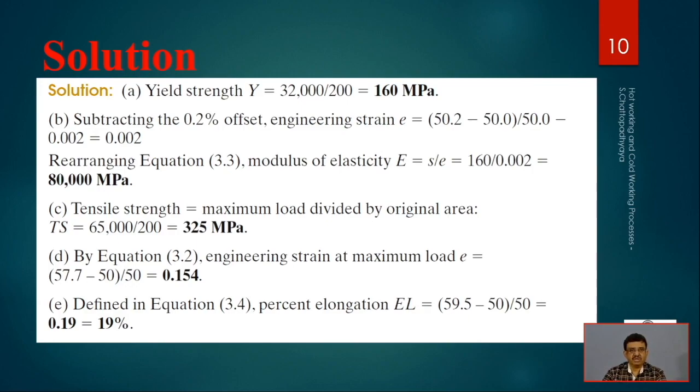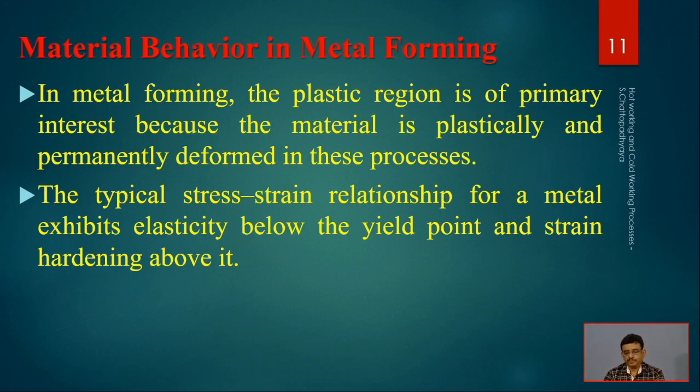And by the equation of engineering strain and maximum load, it will be 57.7 minus 50 divided by the original one, that is 50, and strain is dimensionless. So the change over the original is 0.154. Putting all those things into those equations, we can define the percentage elongation as 0.19, that is 19%. Very simple, straightforward. Putting all those things, we can come out with the values of those problems. So it is just to understand how things are going in that way.